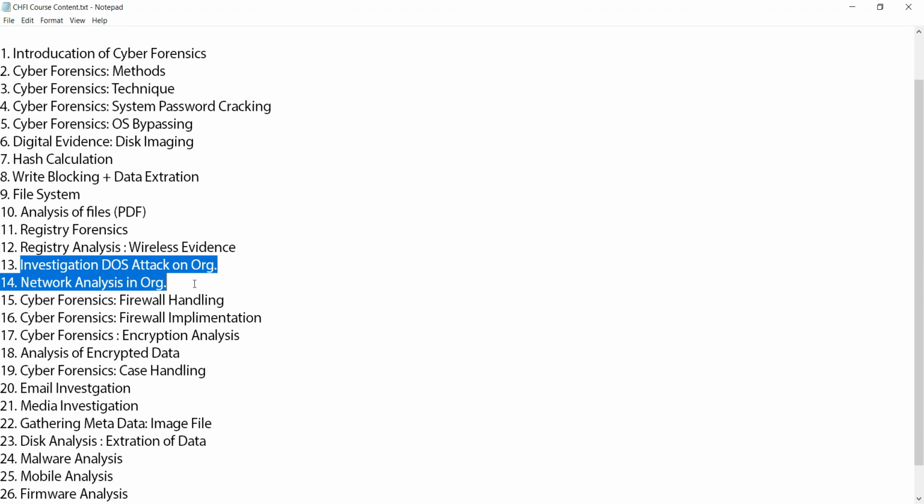Sir, if we are anonymous in DOS attacks, can our IP be found at some point in the logs?